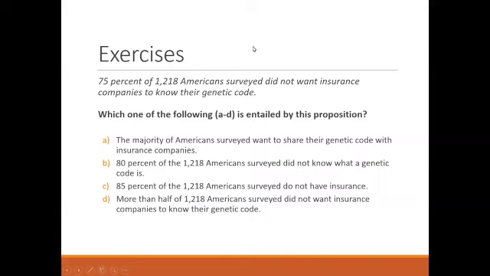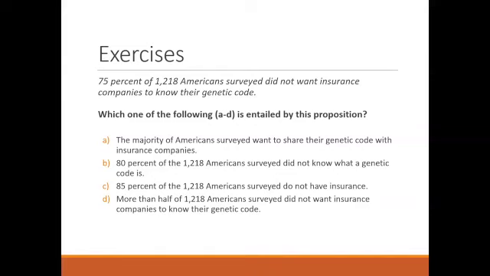But it actually seems here that if the proposition above is true, A must be false, because the proposition on the top essentially tells us that the majority of Americans surveyed don't want to share their genetic code with insurance companies, whereas proposition A tells us that the majority of Americans surveyed do want to share their genetic code with insurance companies. And so if the proposition at the top is true, then proposition A must be false, and therefore can't be entailed by it.